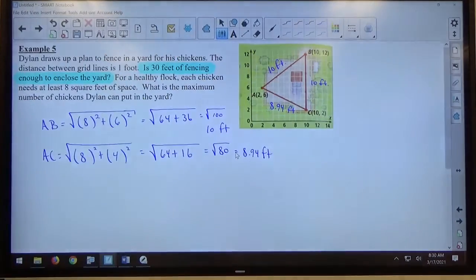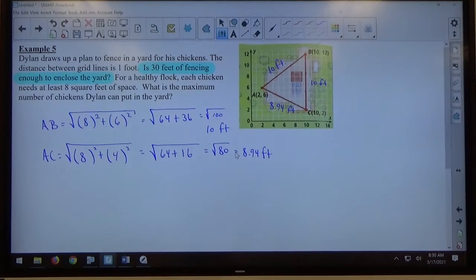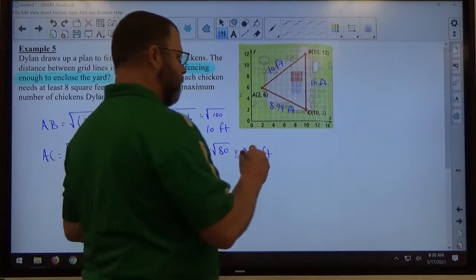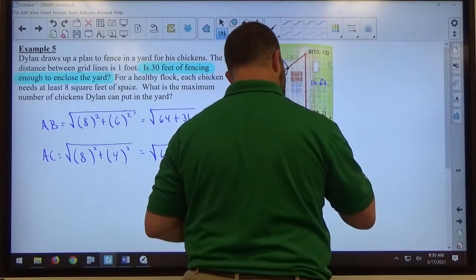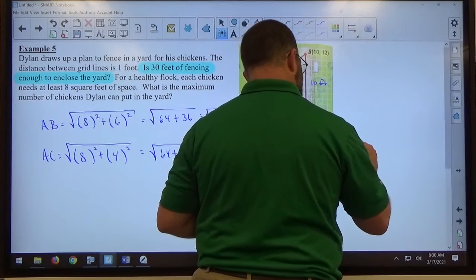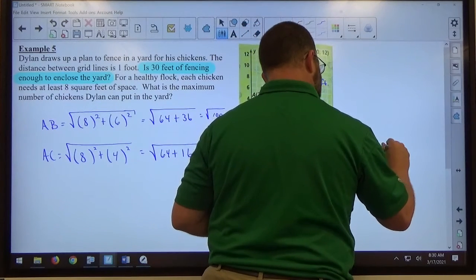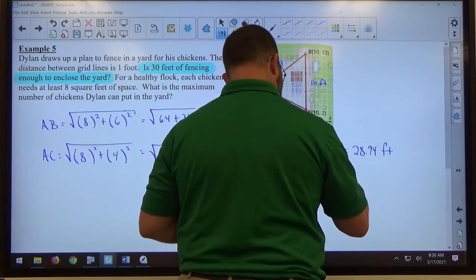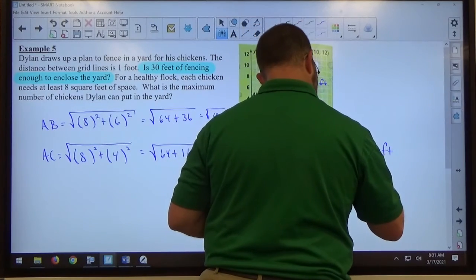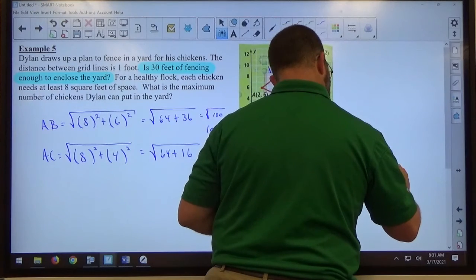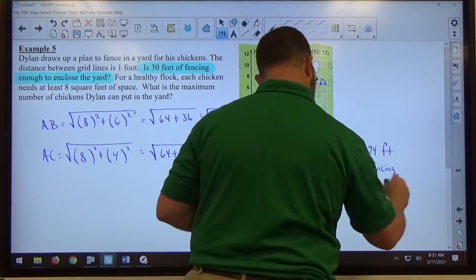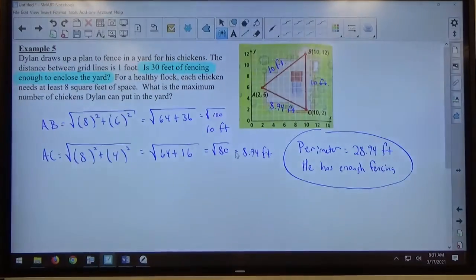So again, this is Dylan's chicken yard that he's got figured out, right? And we need 30 feet. He has 30 feet of fencing. We want to know if he has enough fencing. If we add up the 3 pieces, it looks like he needs 28.94 feet. So the perimeter is equal to 28.94 feet. So he has enough fencing. As far as that part of the problem is concerned, we got that under control.